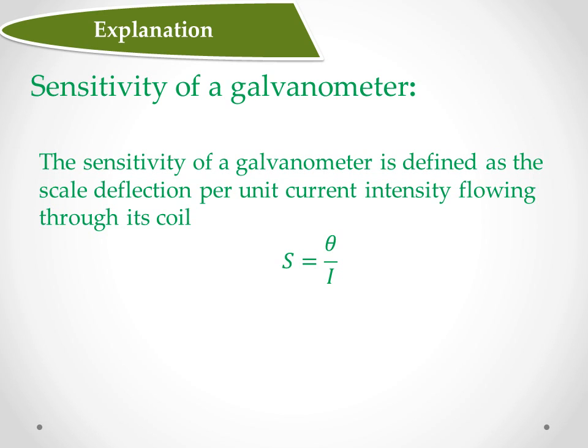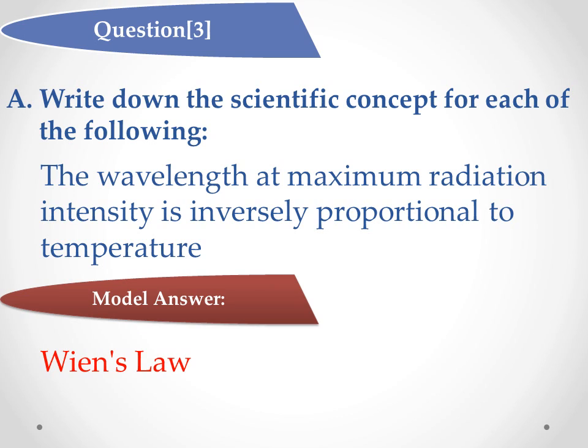The sensitivity of a galvanometer is defined as the scale deflection per unit current intensity flowing through its coil. Question 3. Write down the scientific concept for each of the following. The wavelength at maximum radiation intensity is inversely proportional to temperature. Model answer. Wien's law.